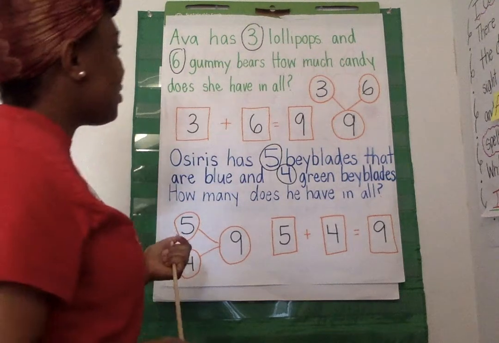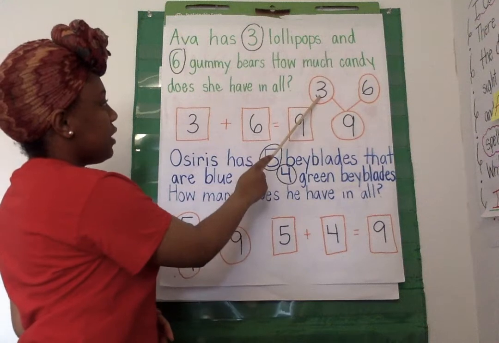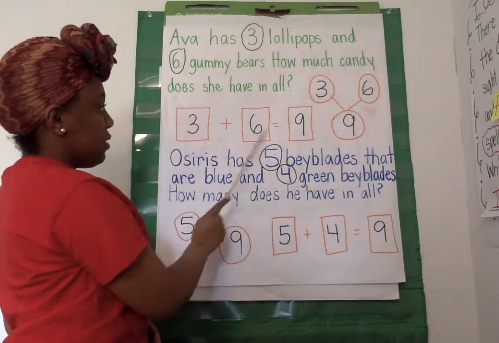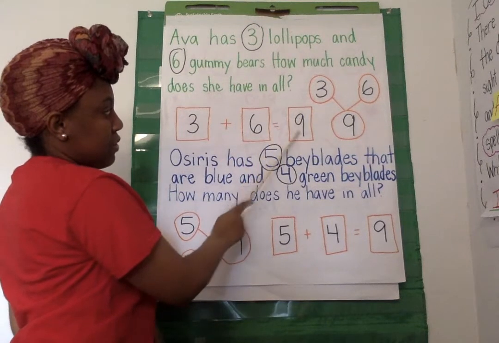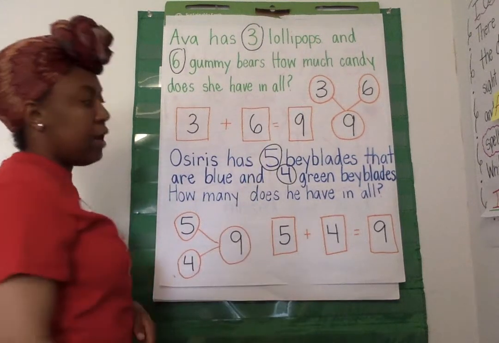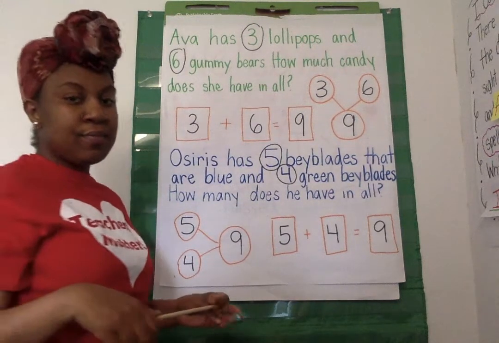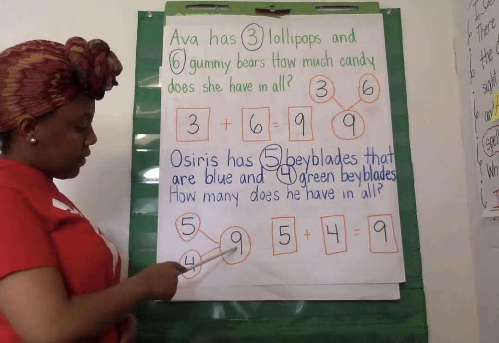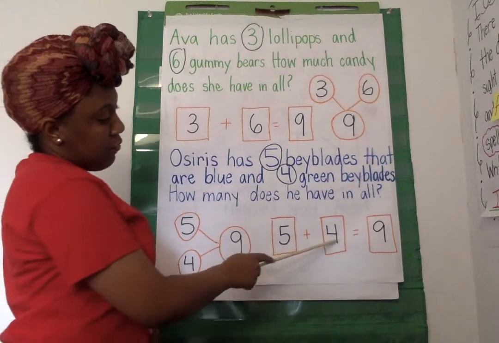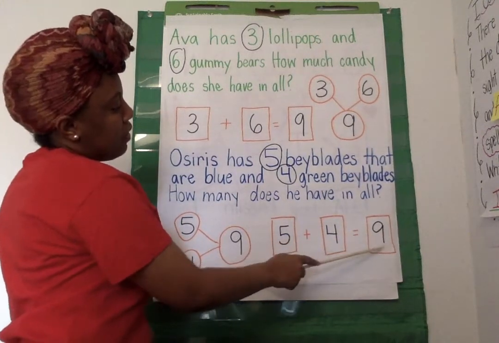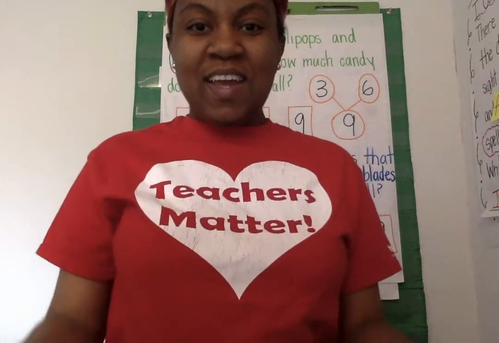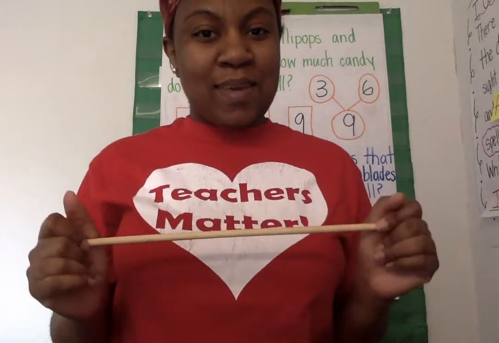Yes. Okay, good job. So we know that 3 and 6 make 9. 3 and 6 is the same as 9. Good job. And how else can we make the number 9? That's right. 5 and 4 make 9. 5 and 4 is the same as 9. Awesome job. Well, that's all the time we have today. You guys have learned how to make the number 9.